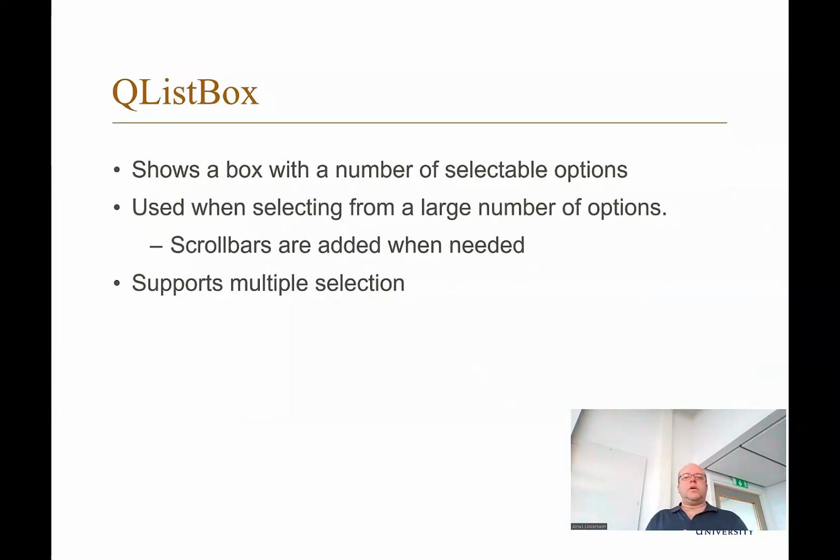The list box is very similar to the combo box, but it actually shows you all the items that fit in the control you design. When you add a large number of options, scroll bars are added to it, so you can scroll up and down. And you can also add an option for if you allow the users to select multiple options in that list box.